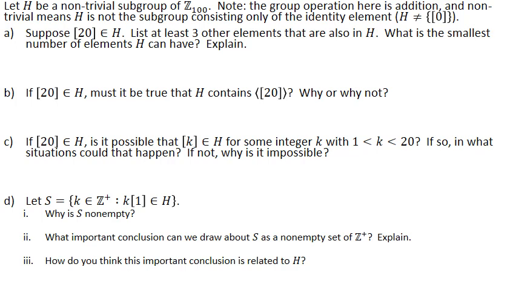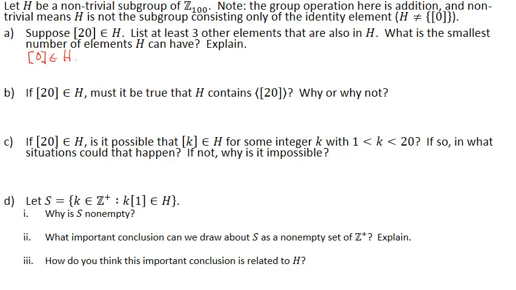Okay, so part A: suppose that [20] is in H. Another way to say this is the congruence class of 20 modulo 100. Suppose that that is in the subgroup. List at least 3 other elements that are also in H. And what is the smallest number of elements that H can have? Explain. Okay, so other things that would be in H. First of all, H is a subgroup, which means that it's a group. So [0], that's going to be in H.